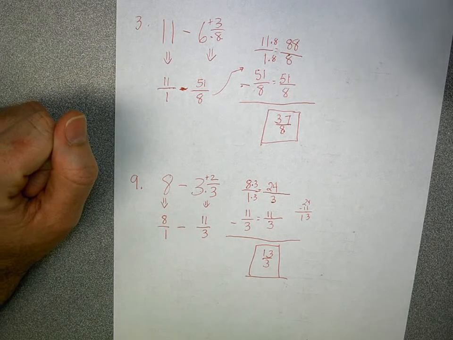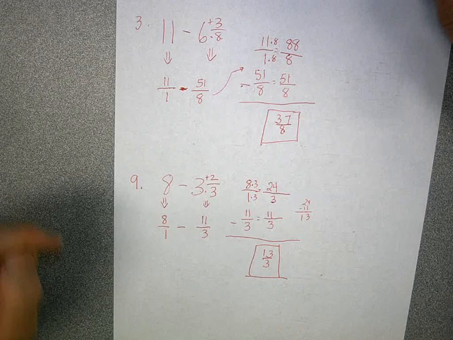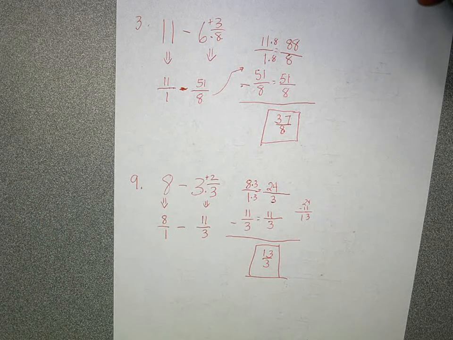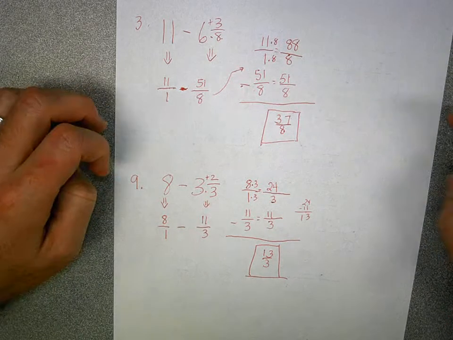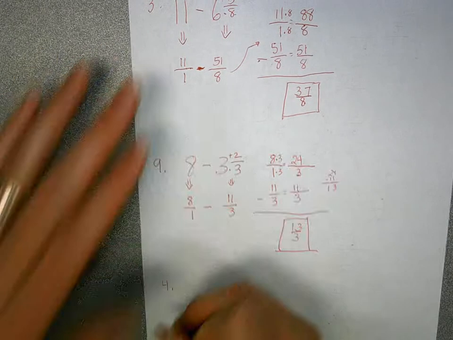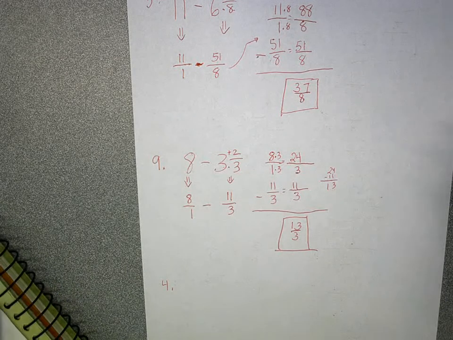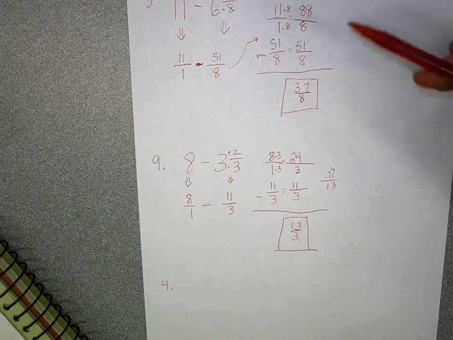All right, so with that said, I do want to take a look at just one problem really quickly with you. Let's look at page 302, number 4. Okay, it is a word problem. We're not going to do this one together because the steps are the same. I just want to go over how to write this.